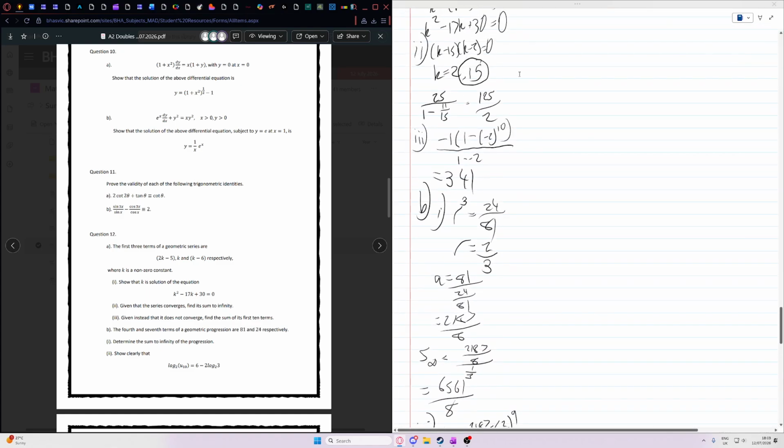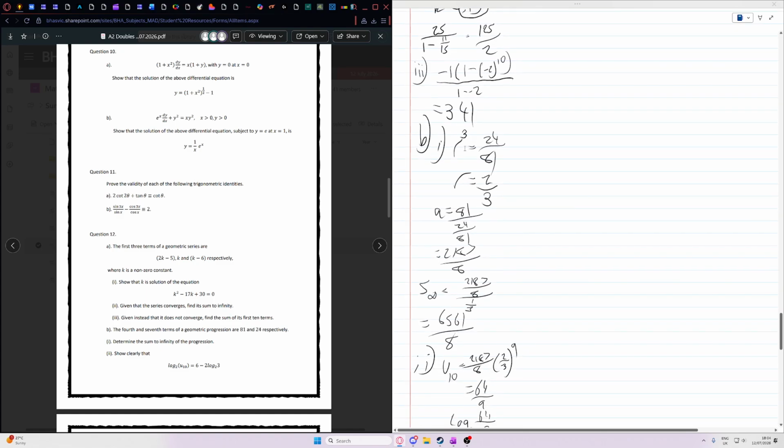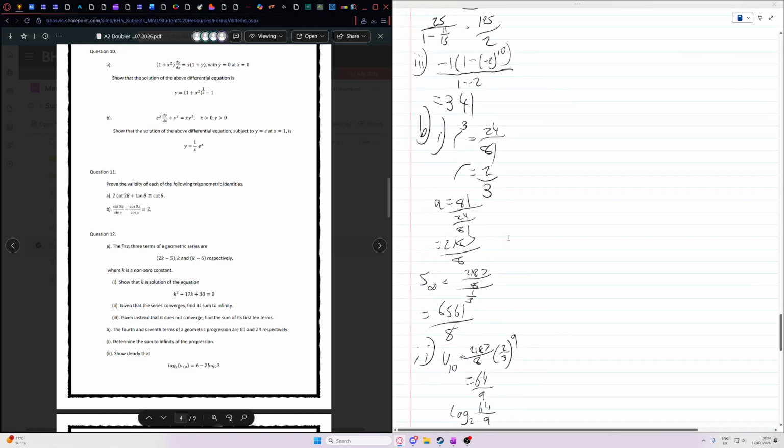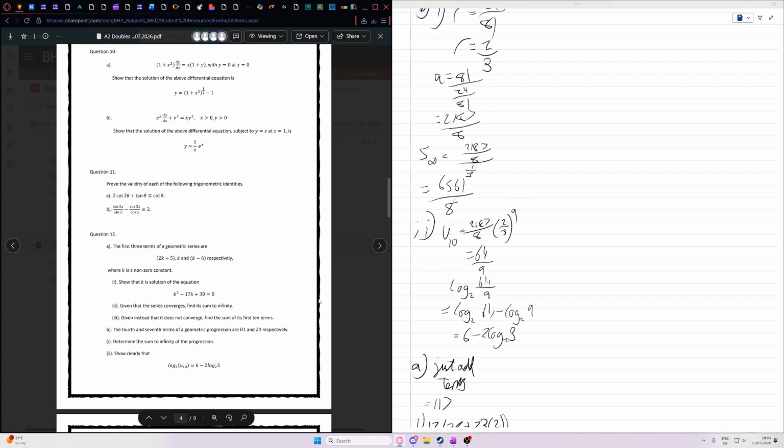So yeah, you're going to do the sum formula. Part B, the common ratio multiplied by itself 3 times is just going to be 24 over 81. Obviously, you could solve simultaneously, but this is just a quick way of doing it. Then solve for A, sum to infinity. This is a funny one just because it's a bit stupid. So you just find U10 and then log it, and it simplifies.